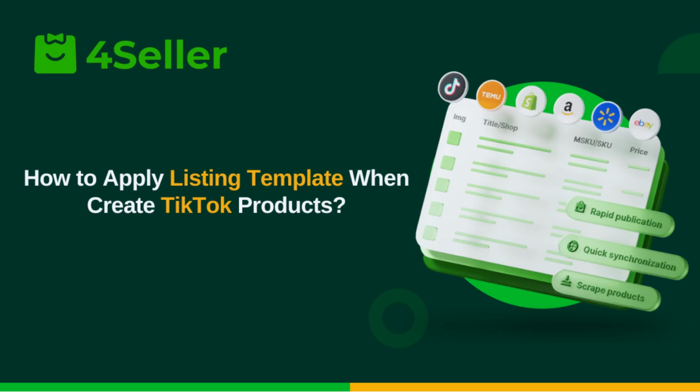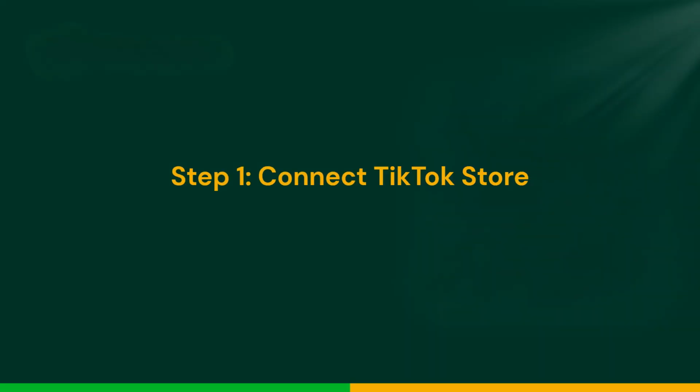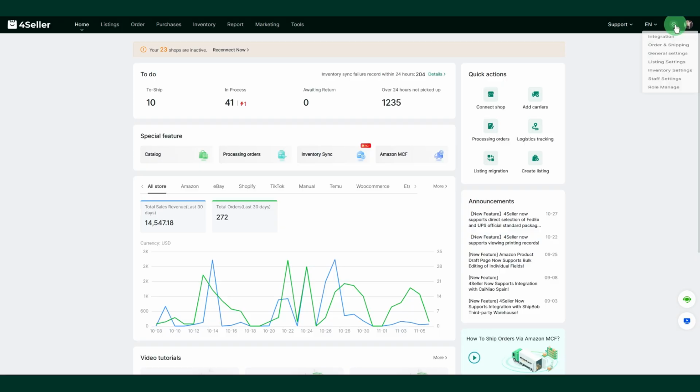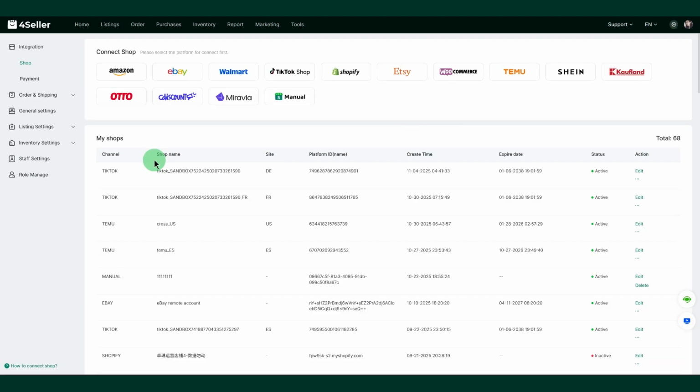This video will guide you how to use listing template and publish products quickly on ForSeller. Step 1. Authorize your TikTok shop in ForSeller. Click Setting button, select Integration.